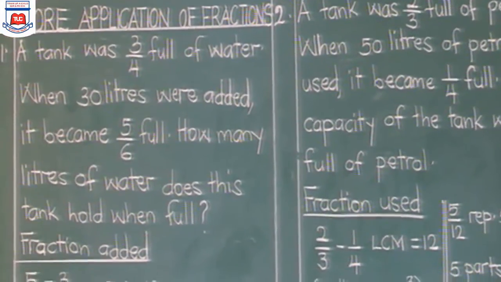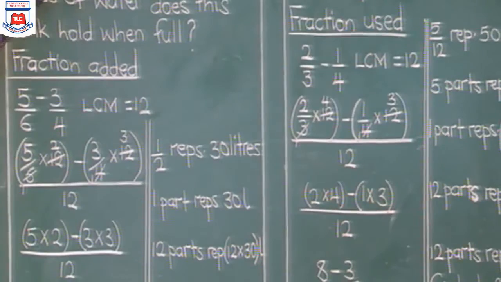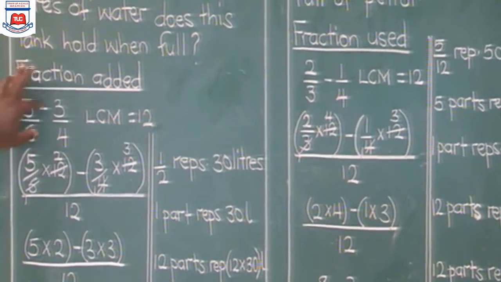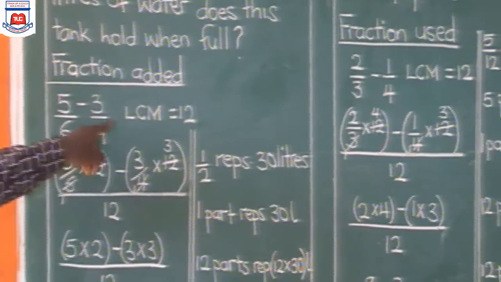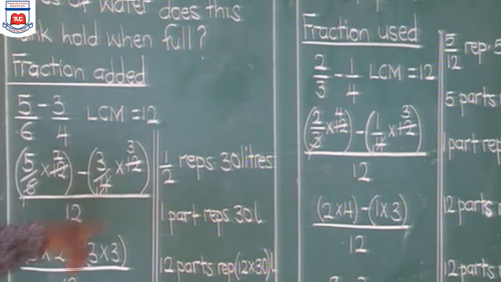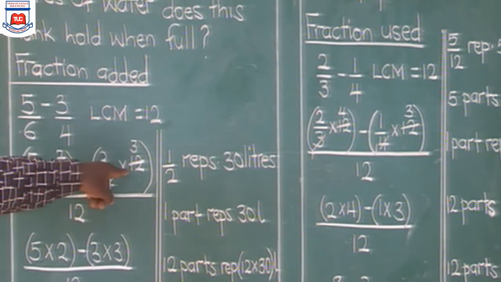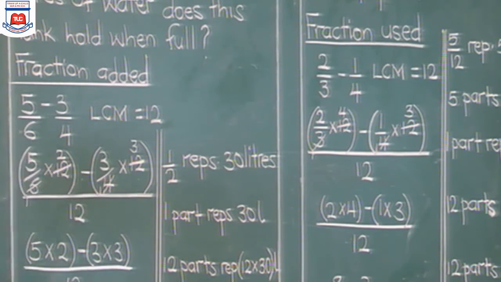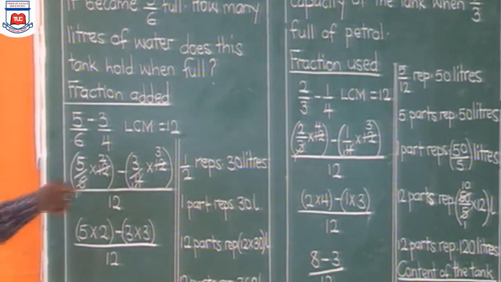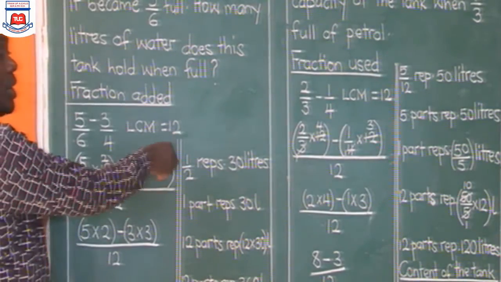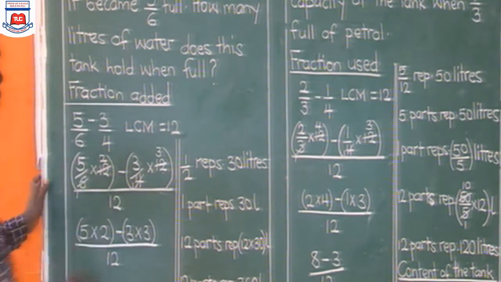So, fraction added is found by subtraction. So you say 5/6, which is the new level, minus the original level. So 5/6 minus 3/4. Get the LCM of the denominators 6 and 4. So LCM of 6 and 4 is 12. So you multiply 5/6 by 12 minus 3/4 times 12, out of 12. Now cancel, divide by 6 once, by 6, 2, by 4 once, by 4. That's 12 divided by 4, get 3. Out of the LCM, which is 12.